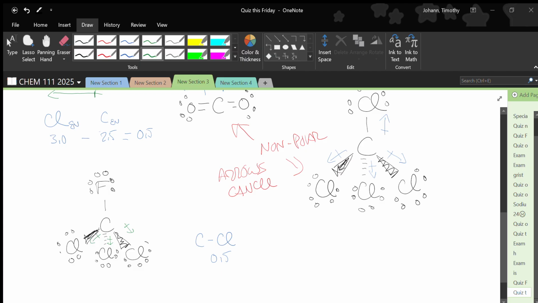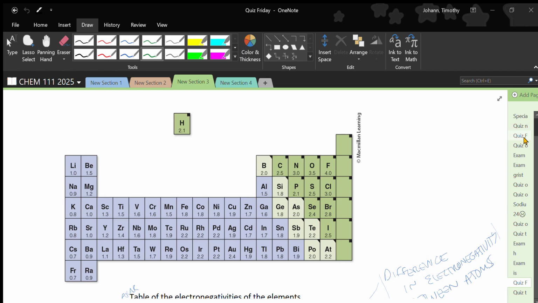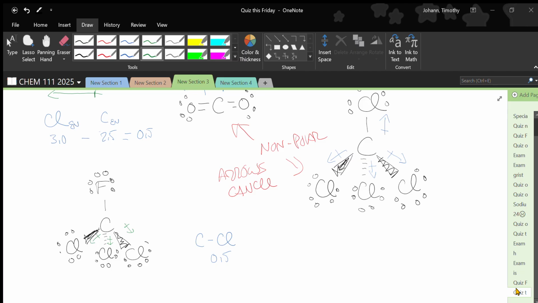All right, and then the chlorine-fluorine bond. What's the electronegativity of fluorine? Well, it's 4, but we can look at it on the table, right? So the difference between 4 and 2.5 is 1.5, right? 3 times as much. And so I would draw this arrow 3 times as large, to the best of my artistic ability. And this one is polar.